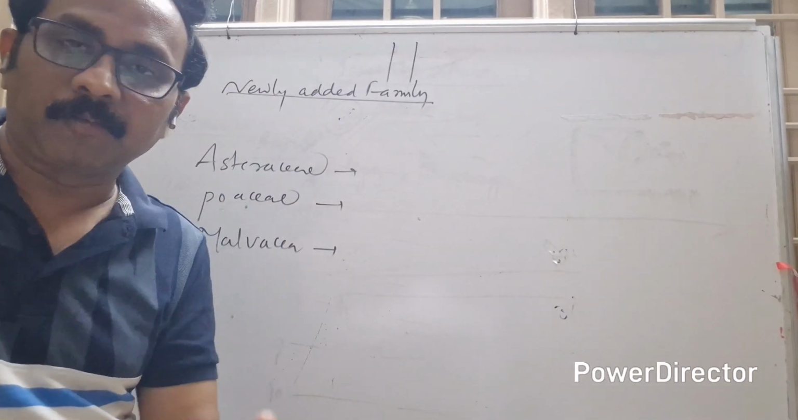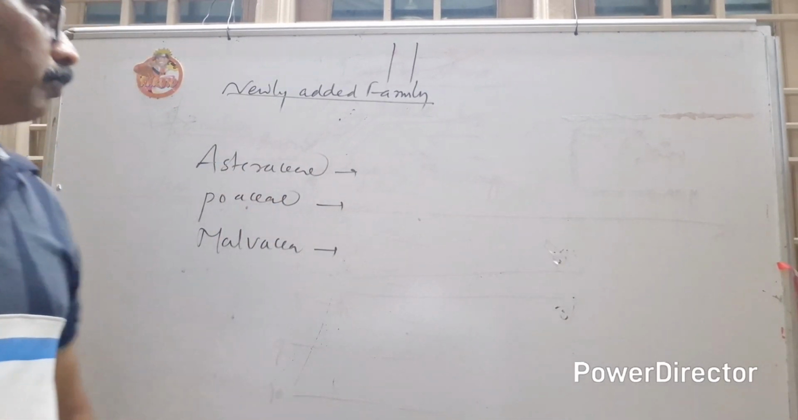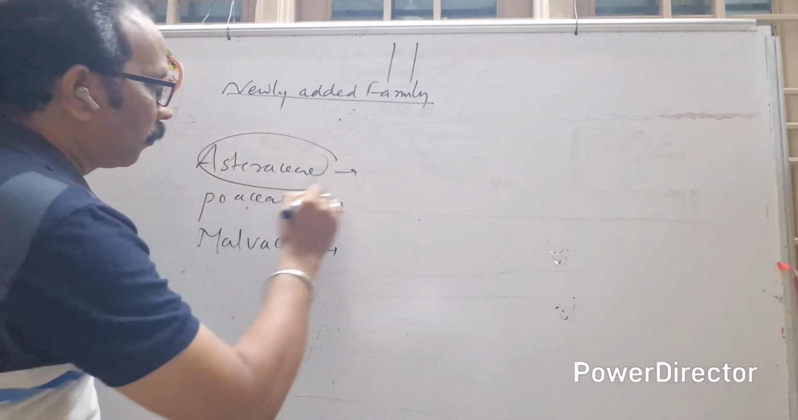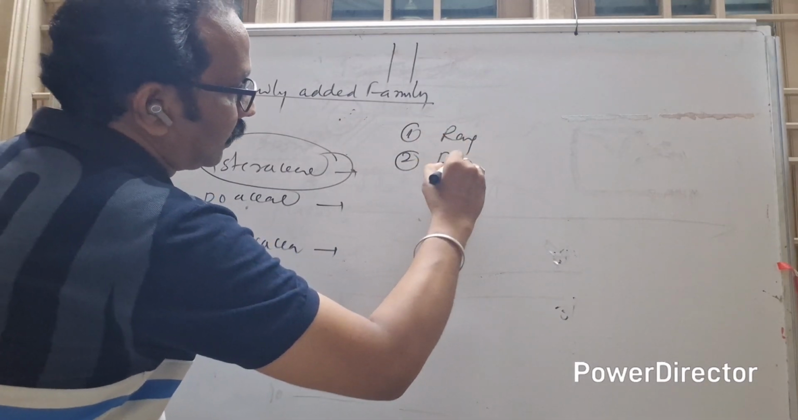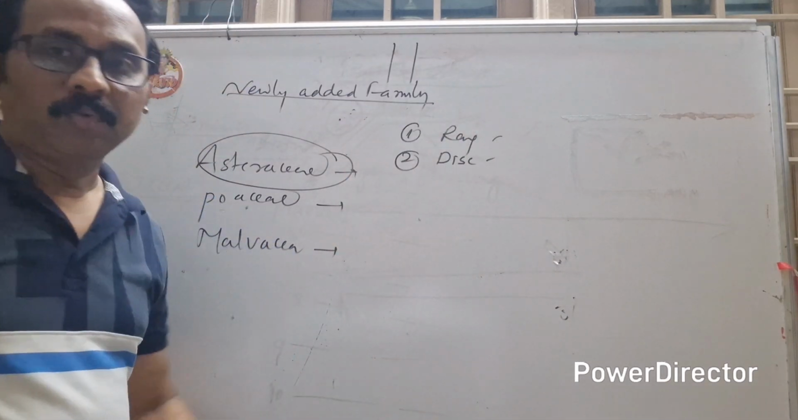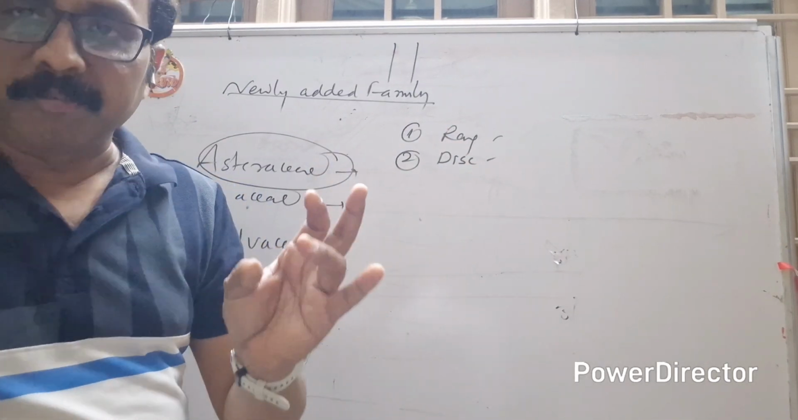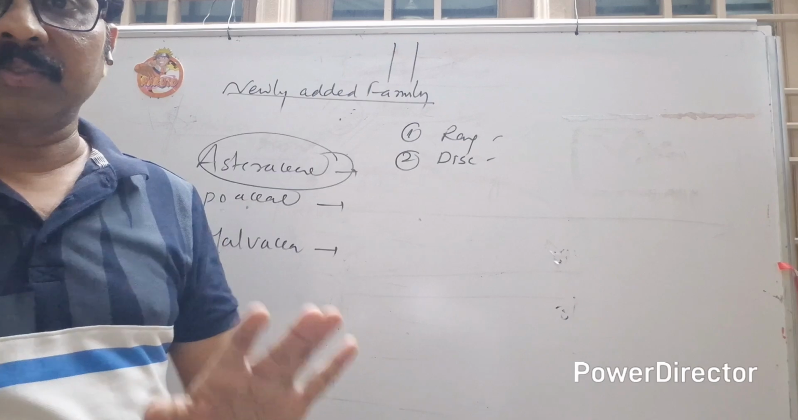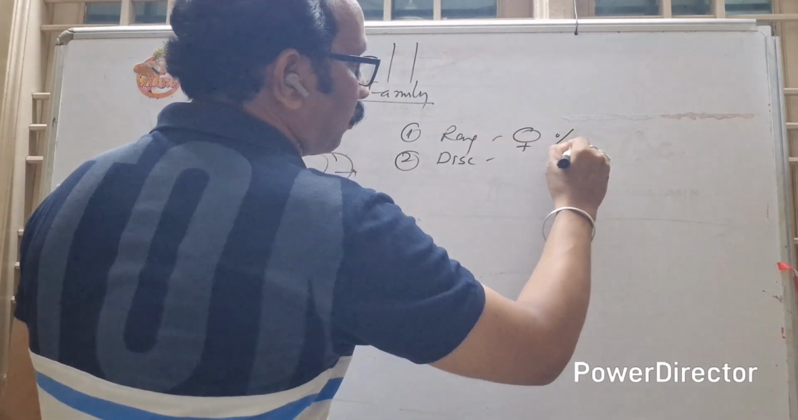First of all, the floral characters are very essential. For example, in the Asteraceae members, there are mostly two types of flowers: ray florets and disc florets. They ask that ray florets are female flowers and zygomorphic. So ray florets are female flowers and zygomorphic.